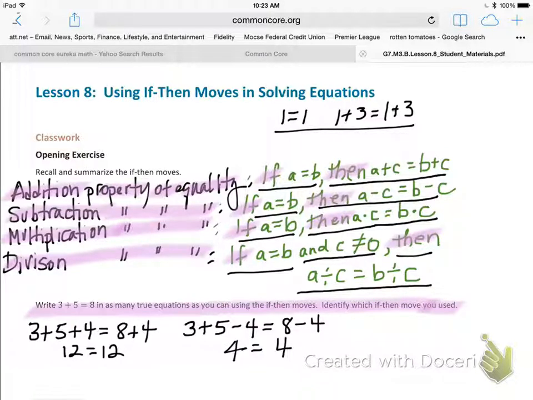And if we did multiplication, 3 plus 5 times 4 equals 8 times 4. So 3 plus 5 is 8, times 4 is 32, equals 32. That's the multiplication property of equality. Let me find some room here. I'll do the division right down here.